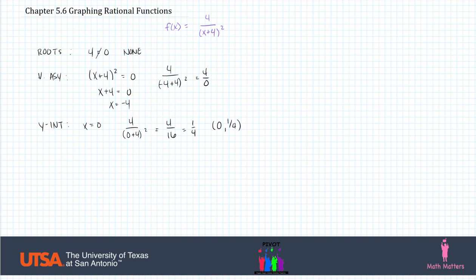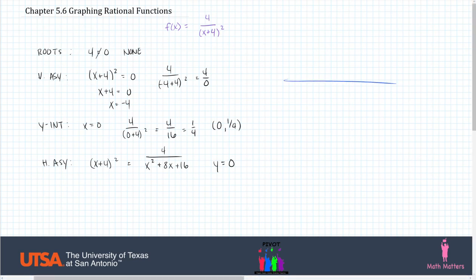And the last thing we look at is our horizontal asymptotes. If we FOIL out this (x plus 4) squared, it gives us x squared plus 8x plus 16 with the 4 on top. So if it's bottom heavy, then that means our horizontal asymptote is going to be y equals 0. So we can actually sketch the graph from here.